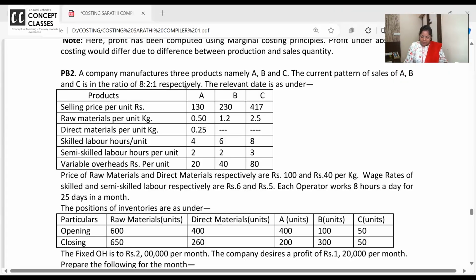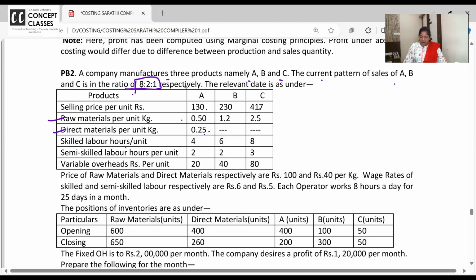ठीक है, चलो, let me read the problem for all of you in a way you all will read. A company manufactures 3 products. The current pattern is given. You know, they gave you the pattern. What is that pattern? 8 units of A you are making, B 2 units, C 1 unit. Selling price is given. Raw material per unit is given. Direct material, these are different kinds of material.